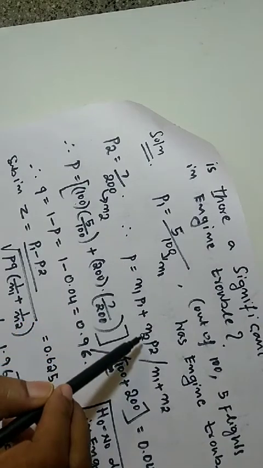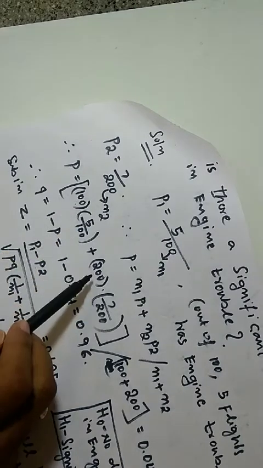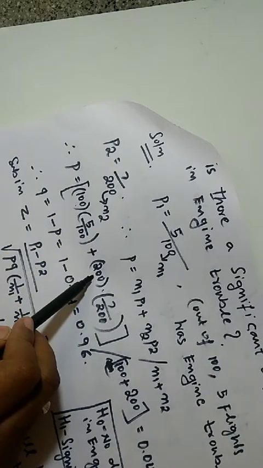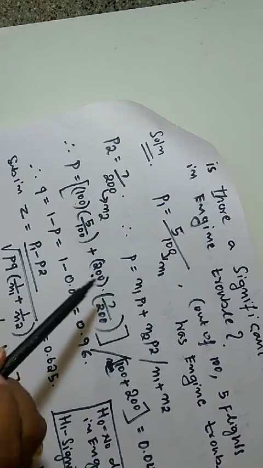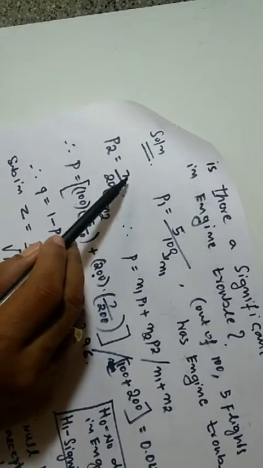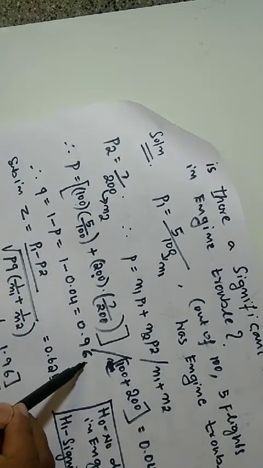Now the formula for P is equal to N1 into P1 plus N2 into P2 by N1 plus N2. What is N1? 100 flights you have chosen from type A. What is N2? 200 flights you have chosen from B. P1 I have already found, 5 by 100. P2 already found, 7 engine troubles out of 200. So P you have calculated, that is 0.04. Since P plus Q is equal to 1, Q is equal to 0.96.